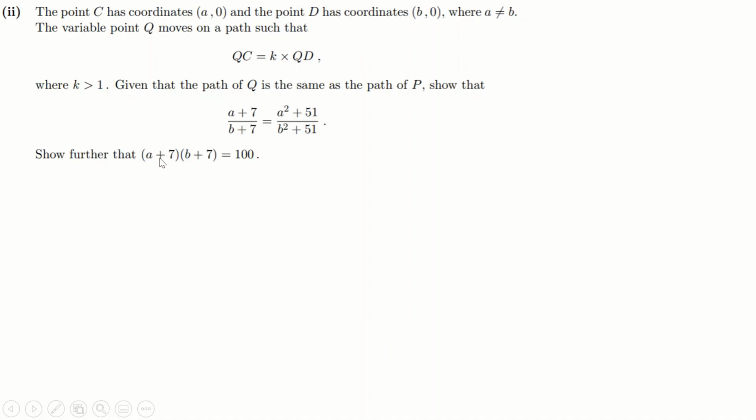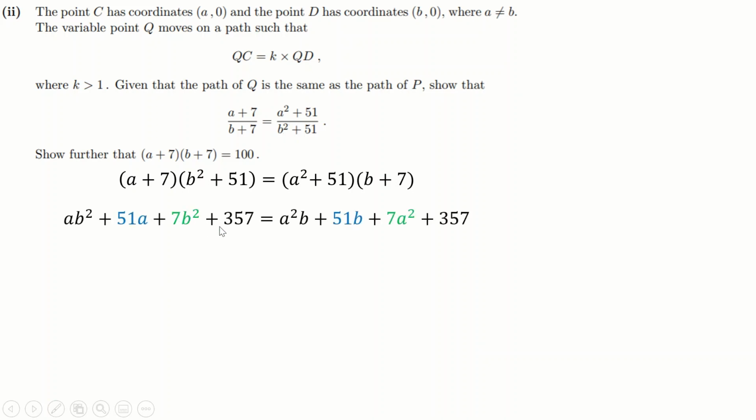Last part of the question, show further that this is true. Okay, well, I don't really have much to do here except I could just try and cross multiply. That seems like an okay trick first. Let's just expand that out. I'm not feeling too hot about this. 7 times 51 is annoying.